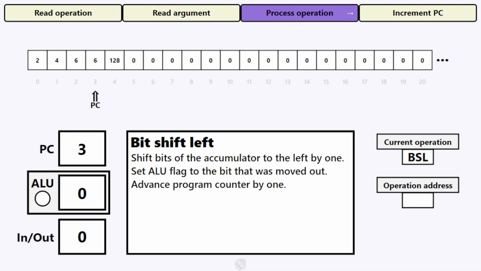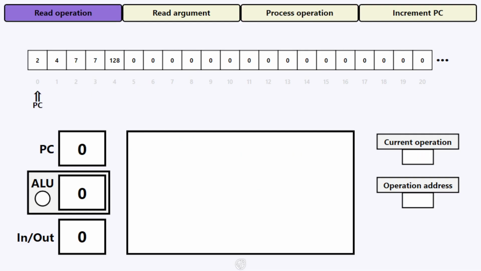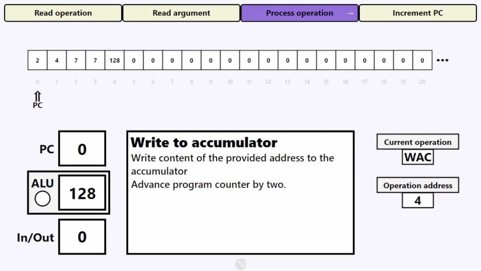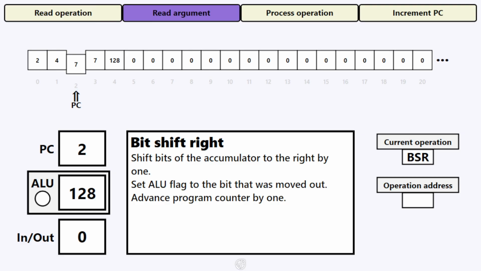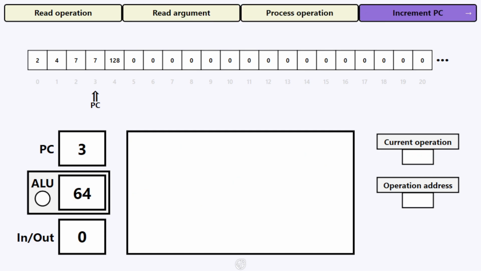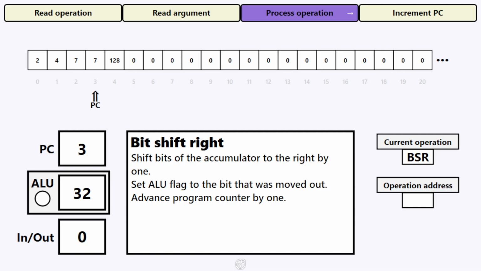Now let's go one operation further. Same program, just slightly different operation, 7. It is the opposite now. This is bit shift right. It's using all the digits and moving them to the right and filling the leftmost with a 0, which is the equivalent of dividing by 2. So 64 and then 32.